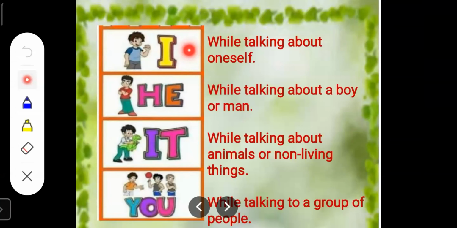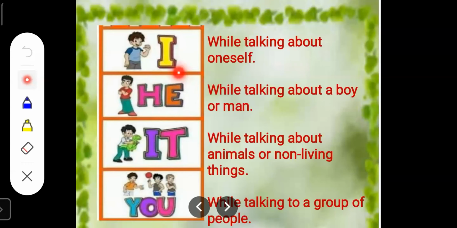Okay. Next one. The next subject pronoun given here is he. When we are talking about a boy or a man, we use the subject pronoun he.